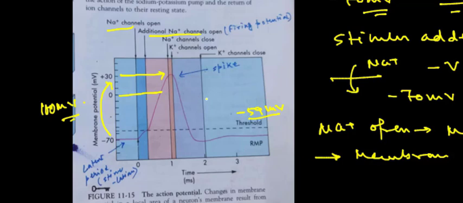This is the change of voltage inside the neuron. When the action potential reaches its peak, the interior of the cell membrane restores its negativity, and soon it reaches the resting membrane potential. During this time the K+ channel will be open, so the depolarization moves back towards the negative value, and this is called repolarization. Then it comes back to the resting membrane potential.